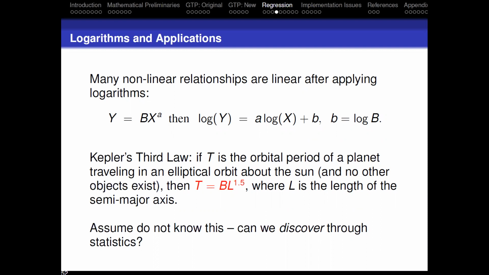So imagine we didn't know this. Could we discover this through statistics? Could we discover this through data? And this is what Kepler did. Kepler discovered this by looking at data from Tycho Brahe and others about the orbits of planets.